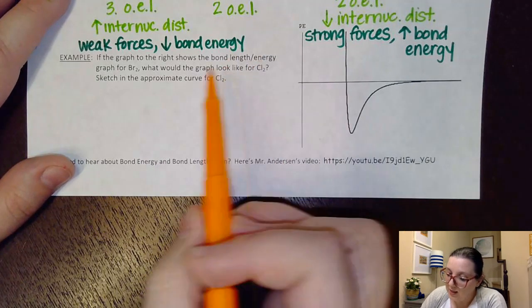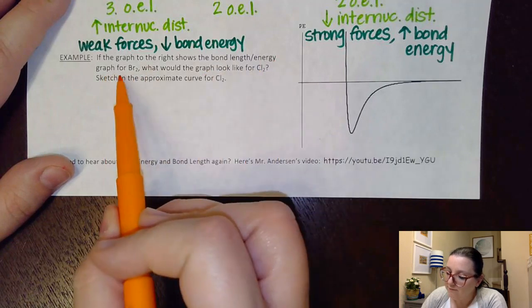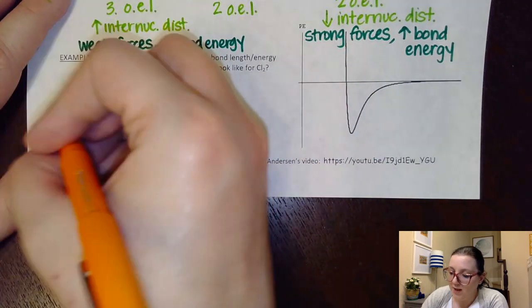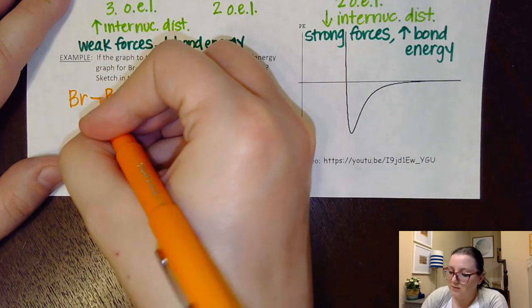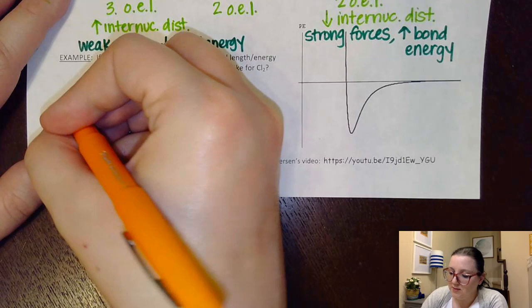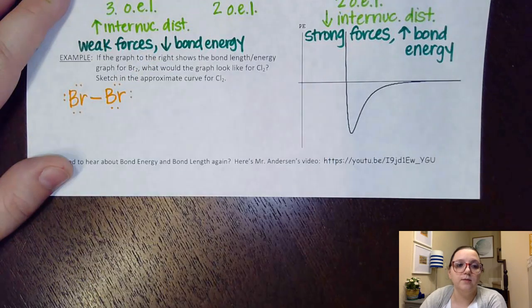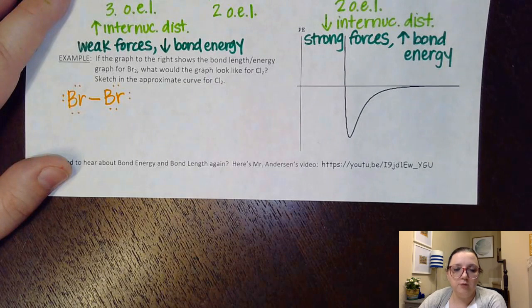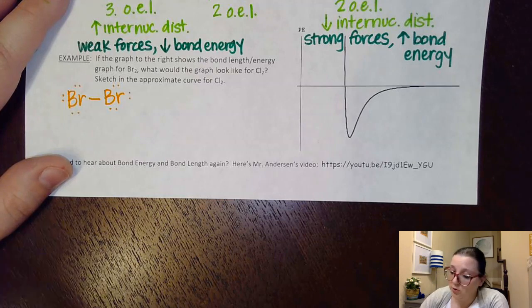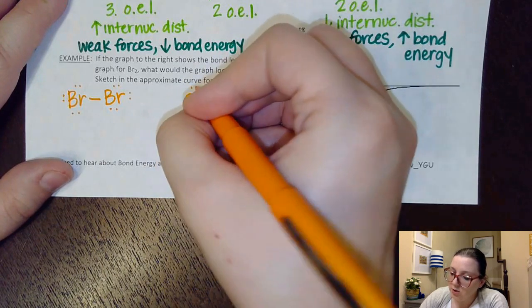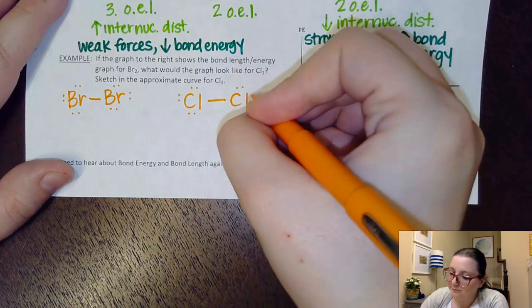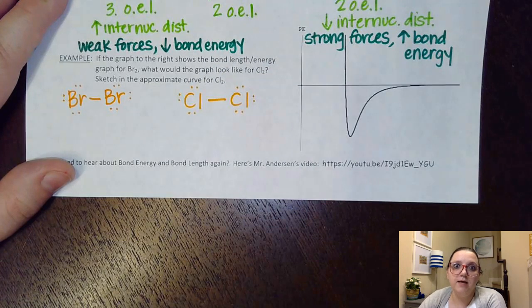So it says here, hey, this right now is a graph for Br2, which, by the way, to help us out here, Br2 has a Lewis dot structure that basically looks like this. It is a single bond between them. So that's not going to be a double or a triple or anything like that. And then it asks, hey, what would the graph look like for Cl2? Well, chlorine being in the same group, its Lewis dot structure is almost going to look exactly the same. It's also going to have a single bond.